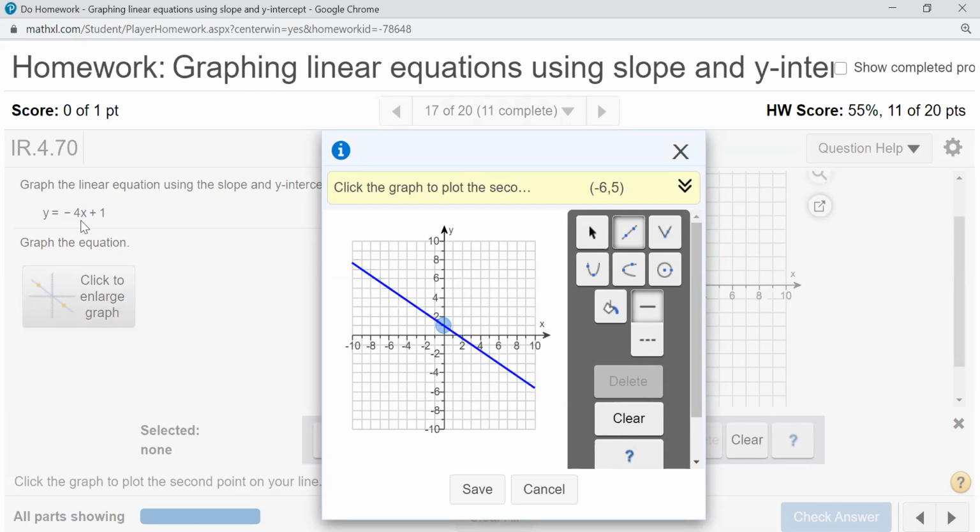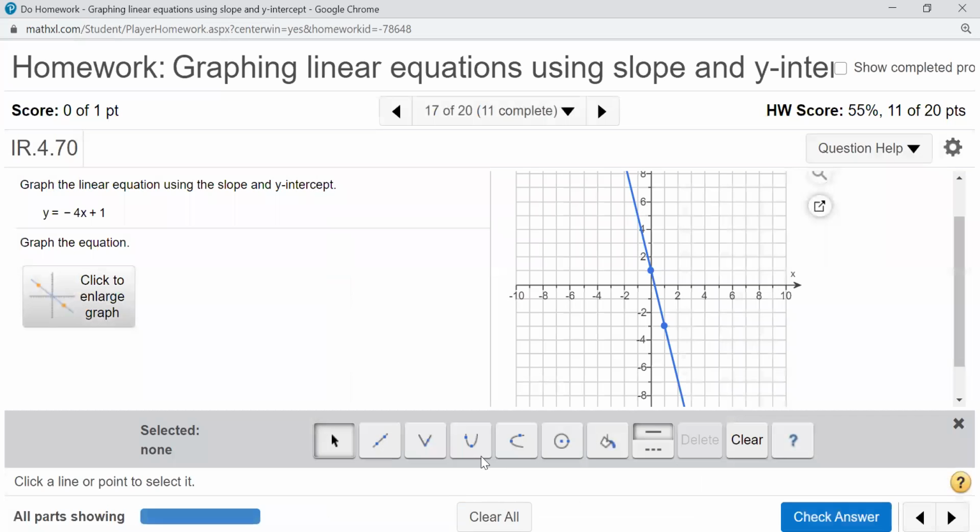Now we can see that the slope is negative 4. So for every 1 unit I go to the right, it drops 1, 2, 3, 4 units. 1 unit to the right, down 1, 2, 3, 4 units to get to your next point.